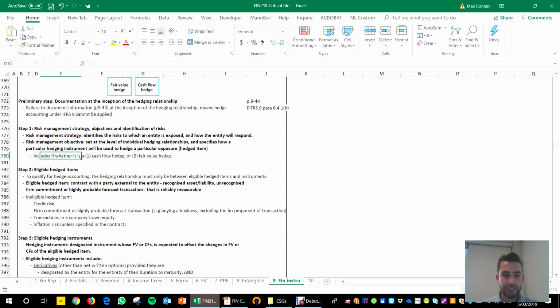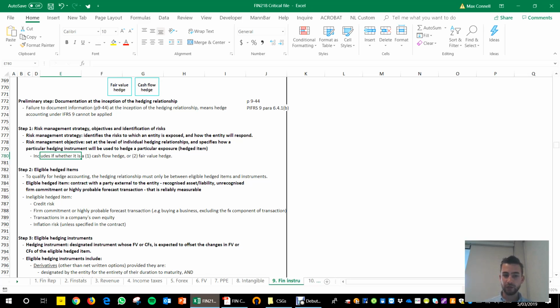So eligible hedged items. We discussed this a little bit more. It must be an eligible hedged item. So we talked about some examples of what they could be before, and there must not be an ineligible hedged item. So for example, a large portion of that relates to credit risk, which is the risk that you may not be repaid.